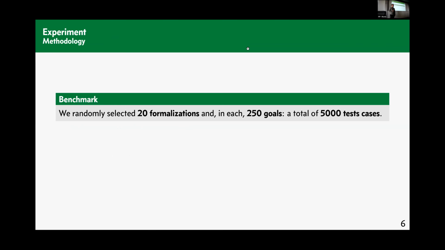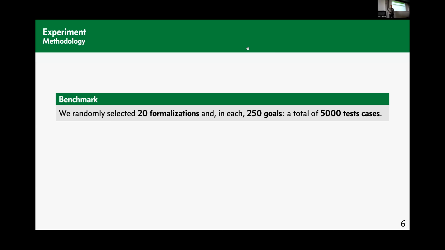But the open question is, is there more success than just this one? And to do that, we did an experiment where we selected 20 formalizations from the Isabelle distribution and also the Archive of Formal Proofs at random. And in each of those, we selected 250 goals.